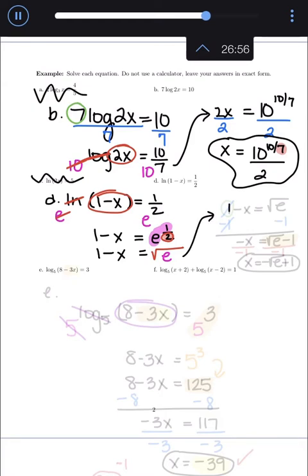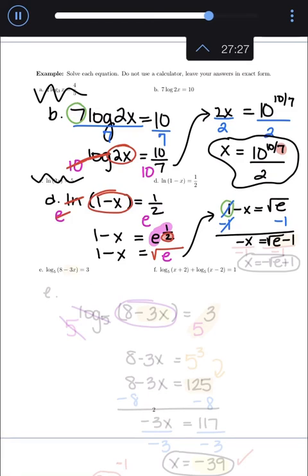Let's continue along with that. 1 minus x equals the square root of e. So the next thing you naturally want to do is get rid of that 1 that's off on the left-hand side. Well, it's a positive 1, so we're going to get rid of it by subtracting 1 on both sides. What that will do is get rid of my 1 with a negative 1 and leave us with, be careful, that's still a negative x on the left-hand side, equals the square root of e minus 1.